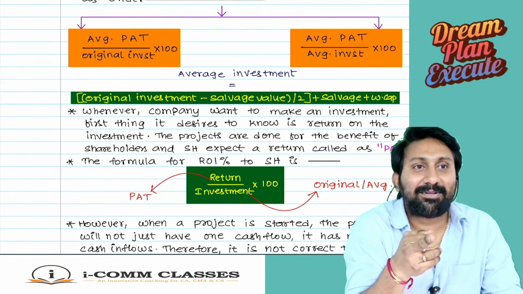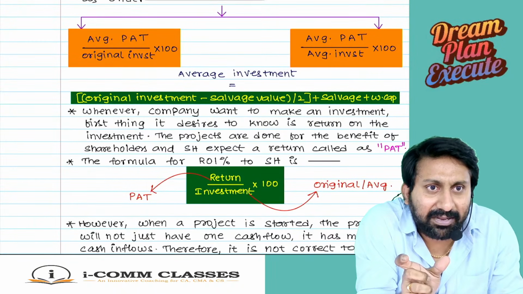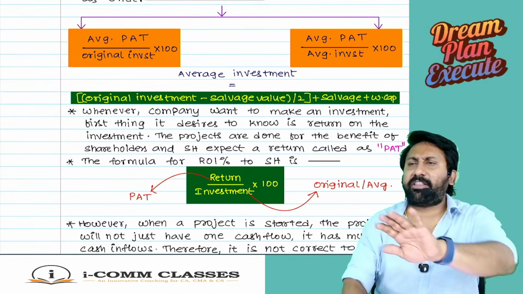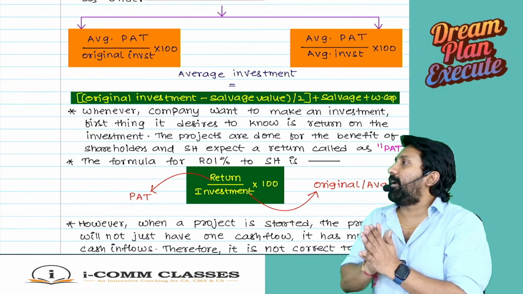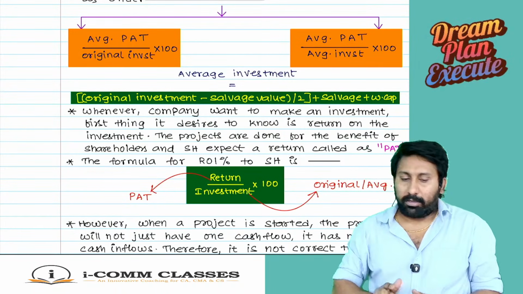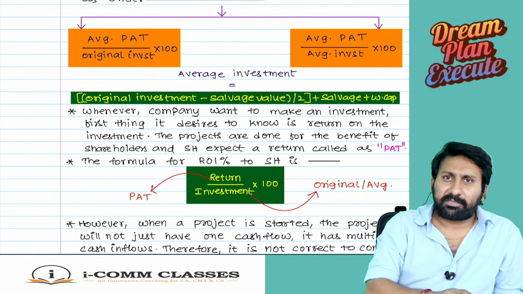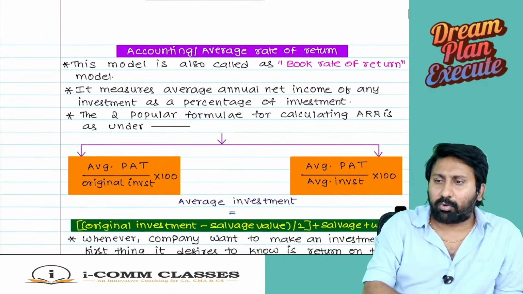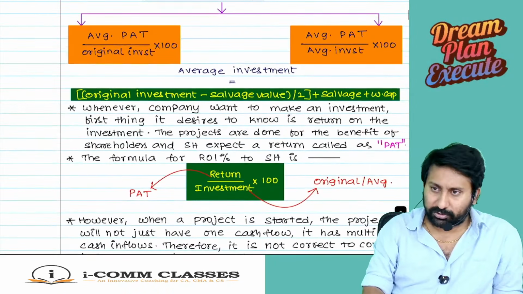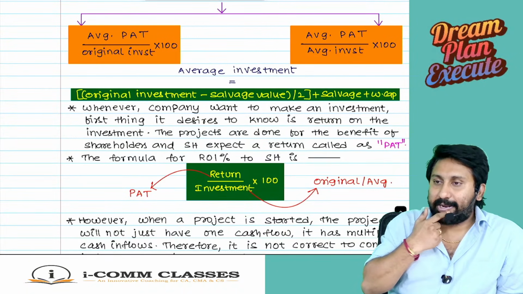Write down the notes. Average rate of return considers profits instead of cash flows. Average rate of return or accounting rate of return, anything you can write, interchangeable words. Average rate of return or accounting rate of return considers profits, not cash flows.